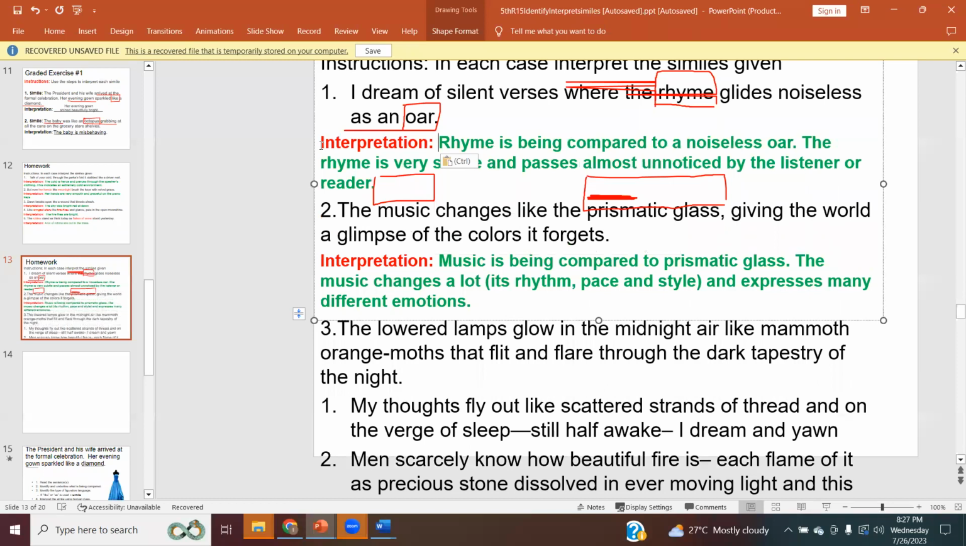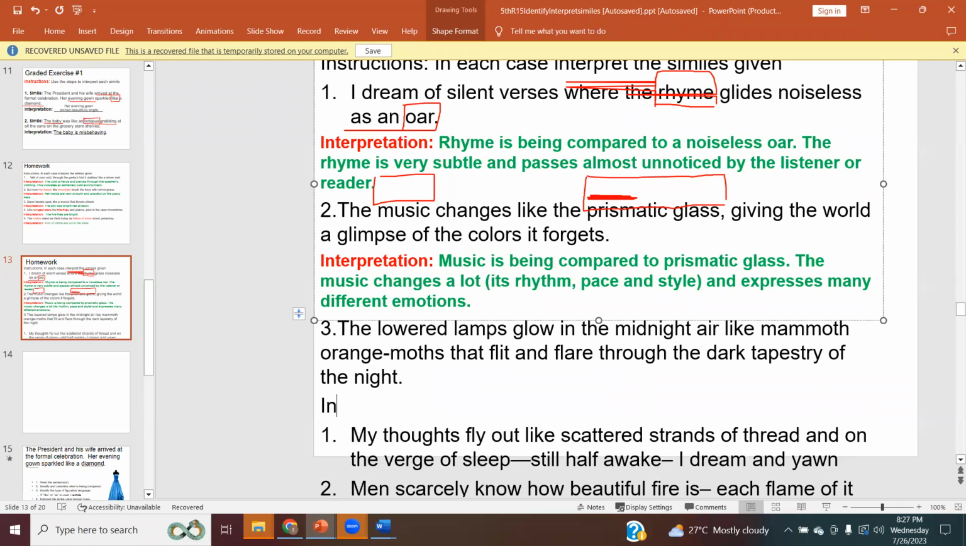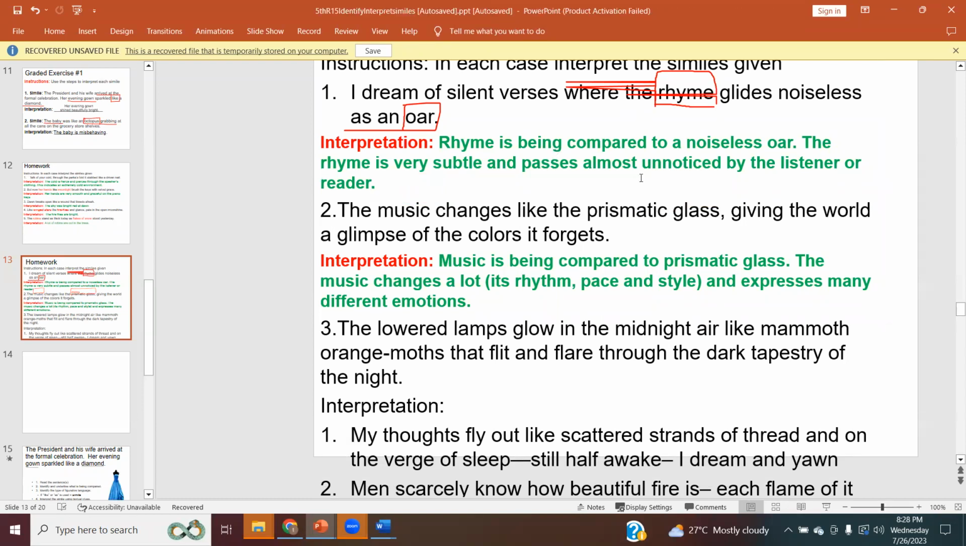Kai Wells, are you there? I can barely hear you, Kai. Okay, good. Can you read number 3? No, you're too low. The lowered lamps glow in midnight air like mammoth orange moths that flit and flare through the dark tapestry of the night. Okay, thank you.